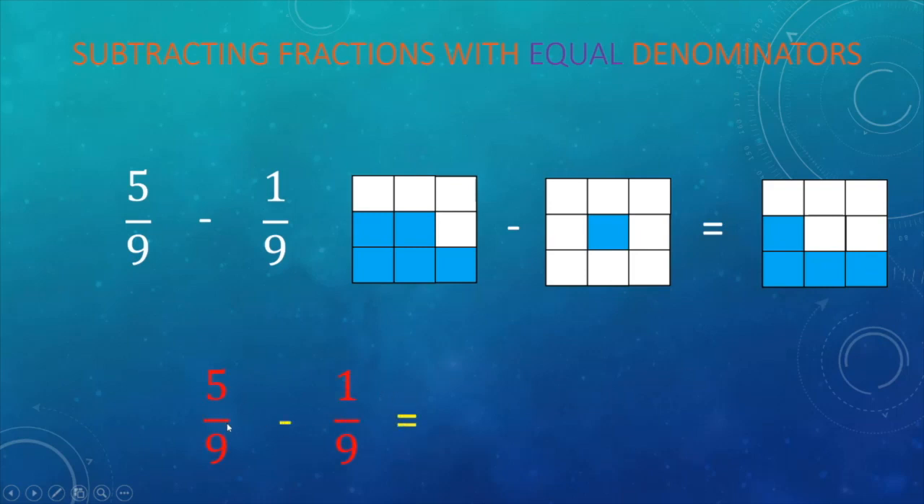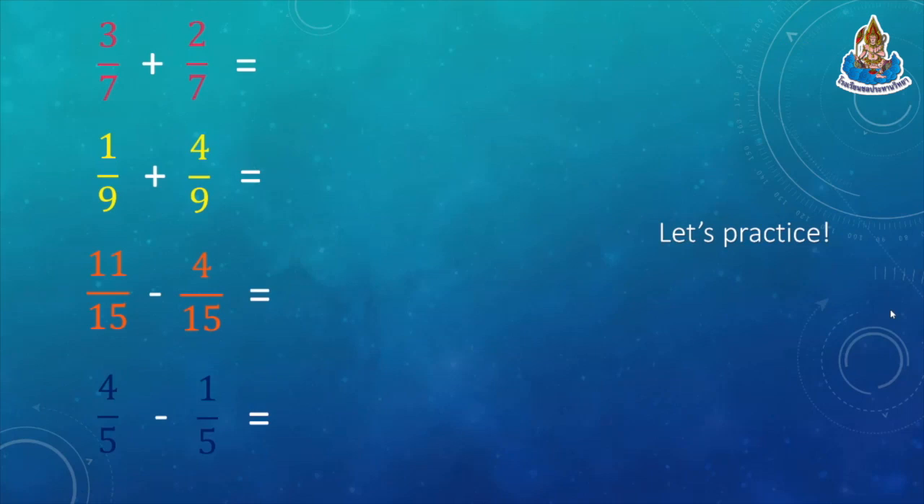So when we subtract 1 over 9 from 5 over 9, denominators stay the same, 9, and we subtract numerators. 5 minus 1 is 4, and the answer is 4 over 9. And now let's practice. You will have 3 minutes to add and subtract 4 pairs of fractions. So are you ready? Let's start.